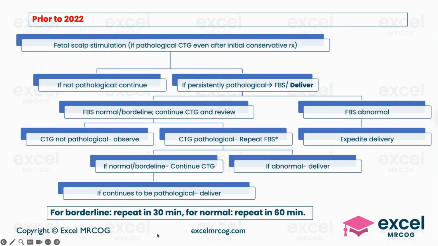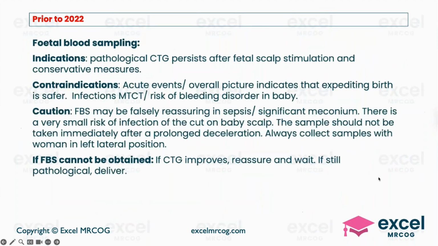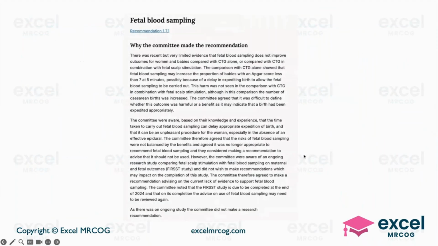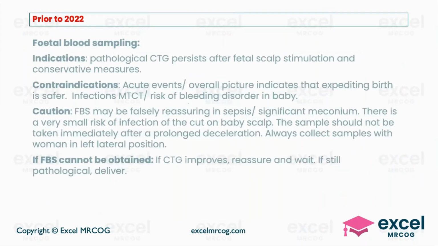For borderline, you repeat it in 30 minutes. For normal value, you repeat it in 60 minutes. Dr. Nazia, I just showed you evidence from the NICE statement. It's not obsolete, it's being practiced. It's also being asked in your questions, which is why I'm telling you how to categorize it and what to do in case they give you FBS values. Got it?